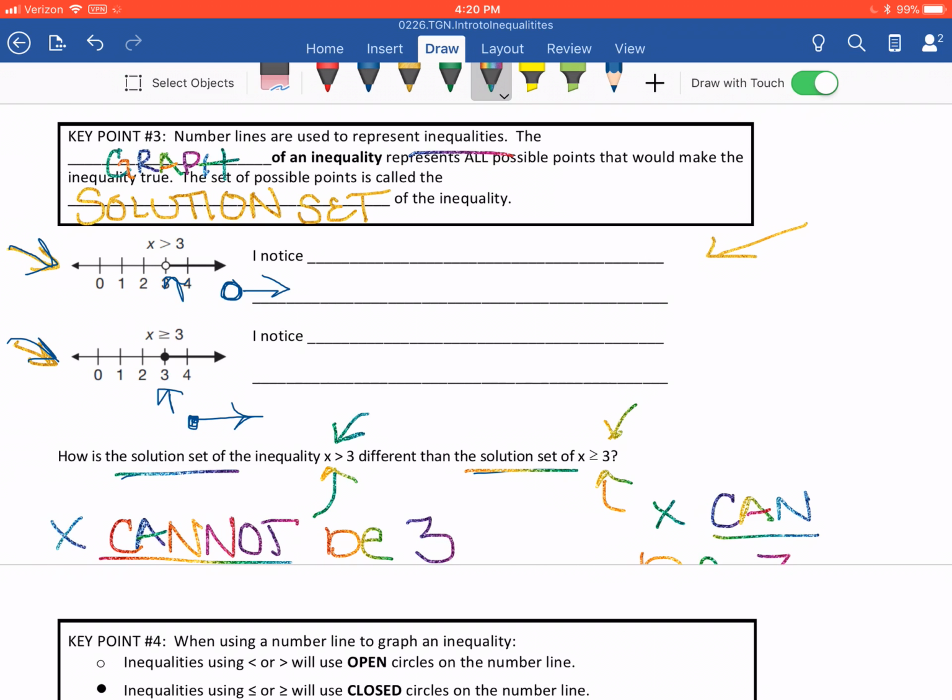X cannot be 3. And I think that is the difference we need to pinpoint between these two inequalities, because they look very similar. But there is one important difference: for x is greater than 3, 3 is not included in our solution set. And for x is greater than or equal to 3, 3 can be included in our solution set.